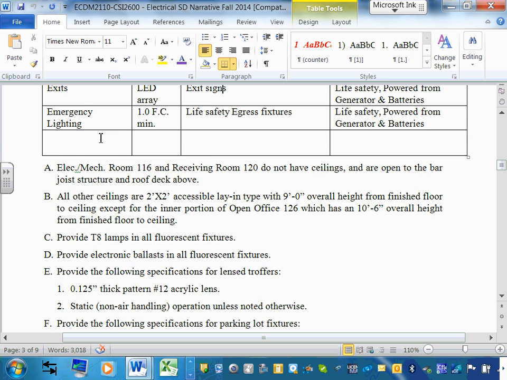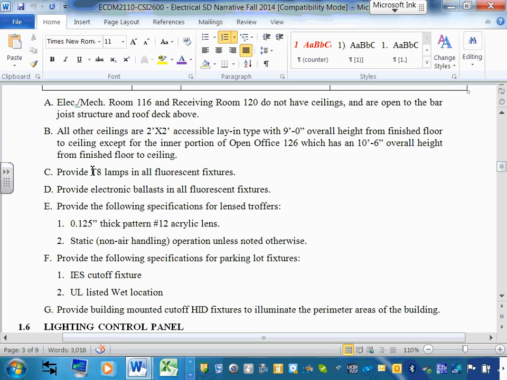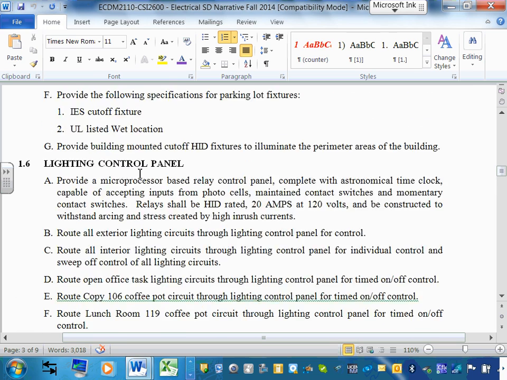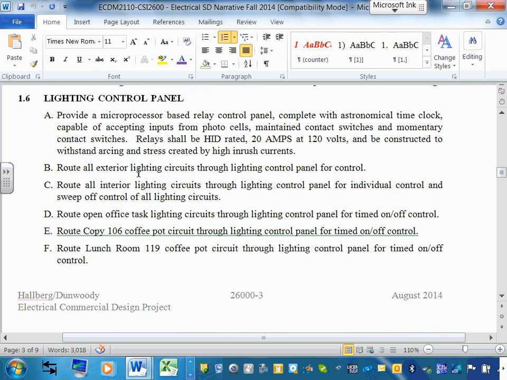So again, we'll go over these in detail. More details about the type of the light and the lamps, like T8. We're going to be using T8 lamps and these, and so forth. Any questions, guys, about the lighting requirement, which is 1.5? Halberg will go over it too a little bit. So, questions about that?